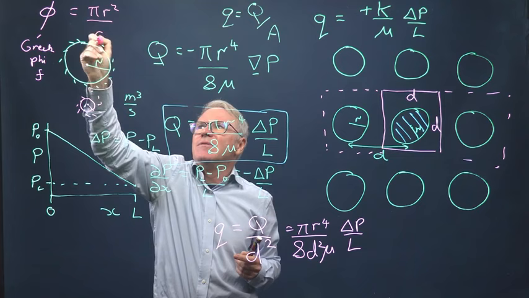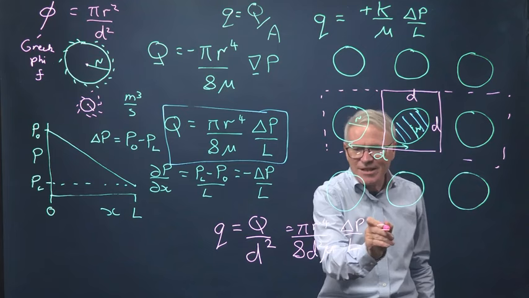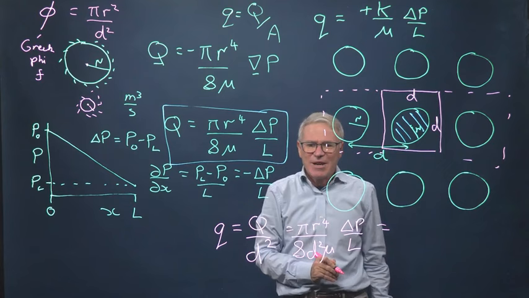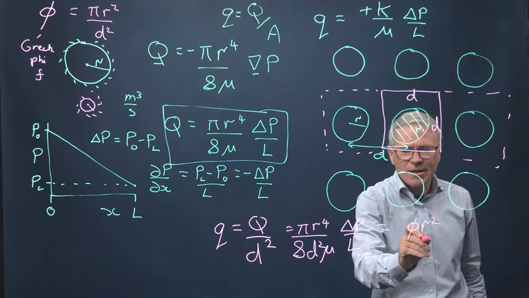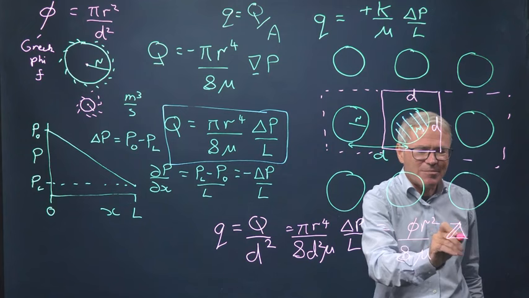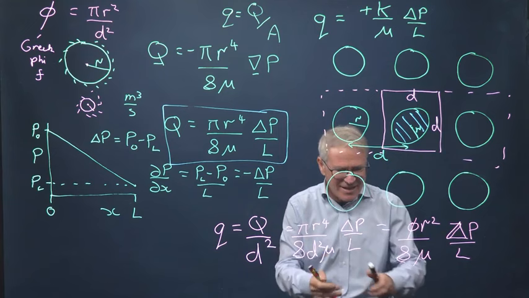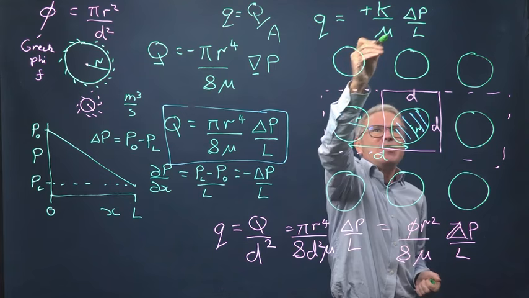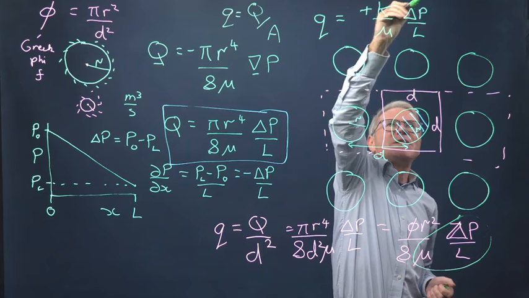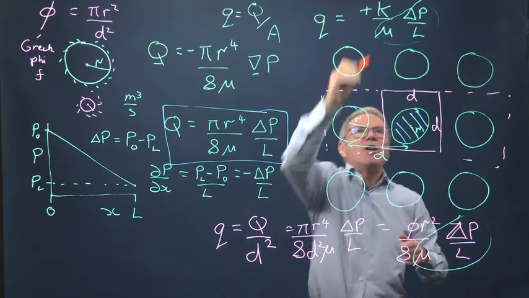Which means we can write this equation, we can get rid of the pi and the d squared, and an r squared, it's a porosity. So it's phi r squared over 8 mu delta p, sorry, not grad p. Do it with grad p if you're more comfortable with that, but it's normally simpler like this. So now let's compare terms. We've got a k here, a mu delta p over l. So this bit is this bit. So what we've got left is a k here, and a phi r squared over 8.